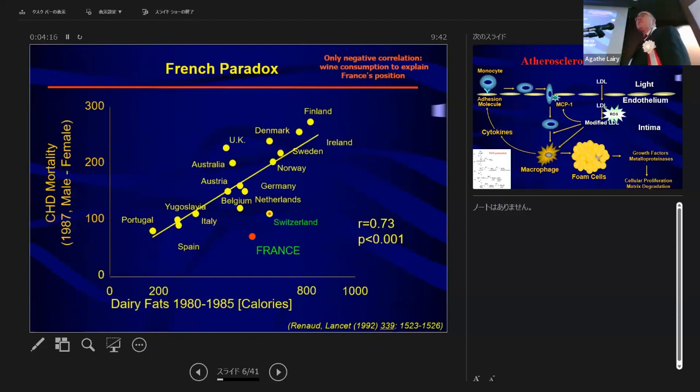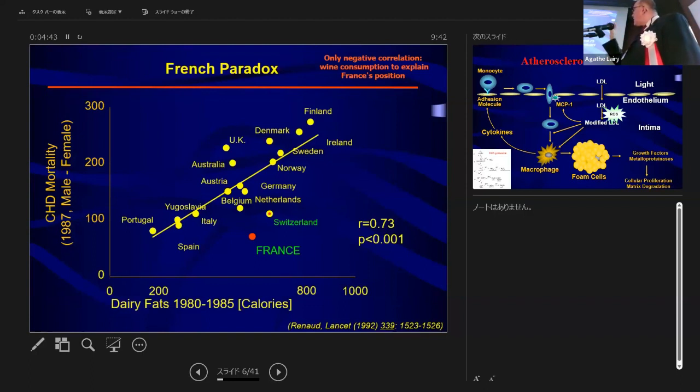You can see here, for example, one of the famous figures dedicated to the French paradox by Serge Renaud in The Lancet in 1992, showing that the northern countries in Europe, Finland, Ireland, Sweden, Norway, Denmark, are where you have more mortality from cardiac heart disease. And this is a place where the people are drinking more spirits.